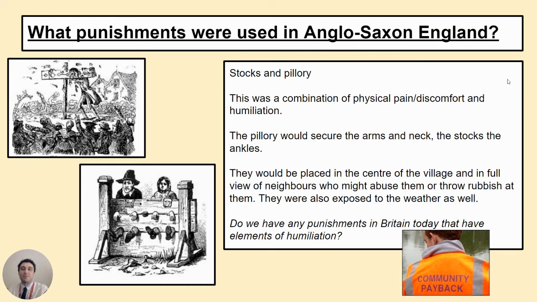It is required that they wear a bright orange jacket which says community payback on it. Now, that has been done on purpose so people know exactly what they are doing and exactly why they are there. So there are still some elements of humiliation that we use today. It's not just something that was used in the Anglo-Saxon times.